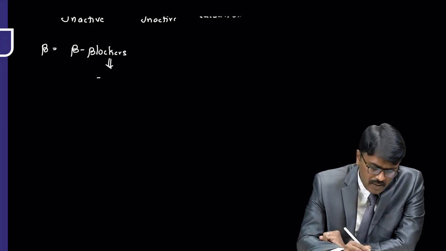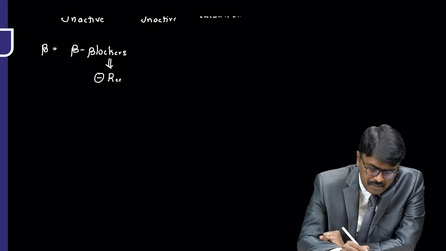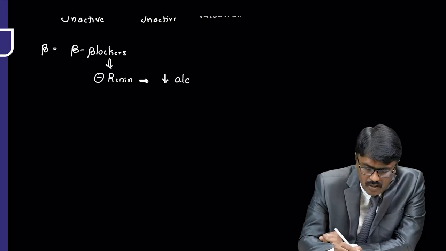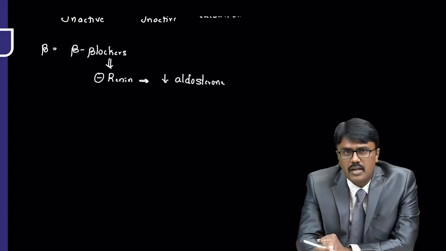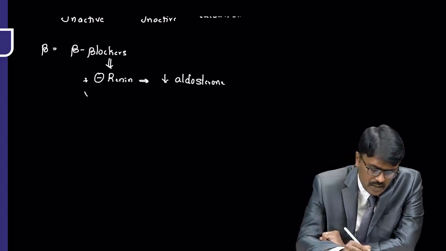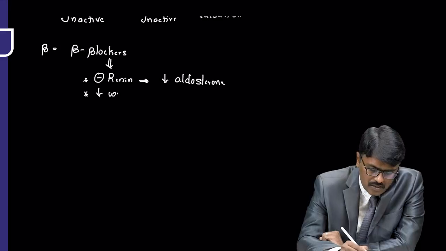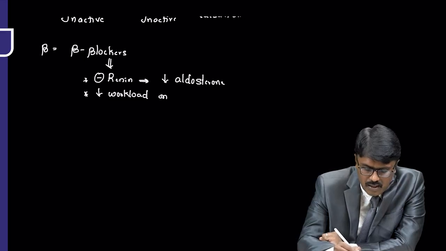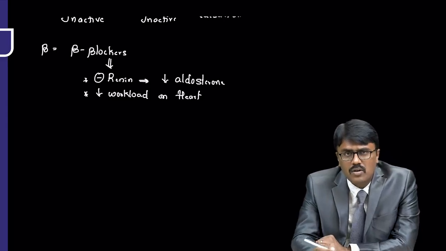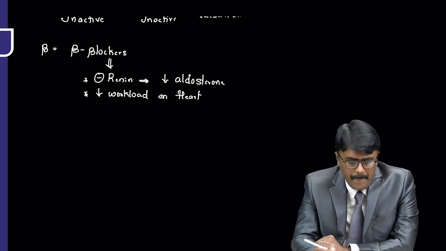How? Number one, they inhibit renin. And when you inhibit renin, there is a decrease in aldosterone. I told you aldosterone is the culprit responsible for mortality. And also they decrease the workload on the heart. So the heart can survive longer because they decrease the workload on the heart. So these are the two reasons why beta blockers are used in chronic CHF, and they decrease the mortality.